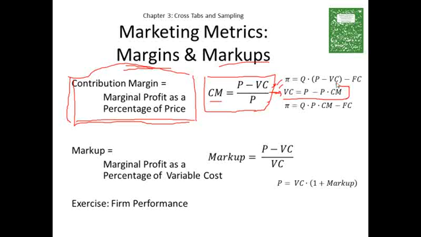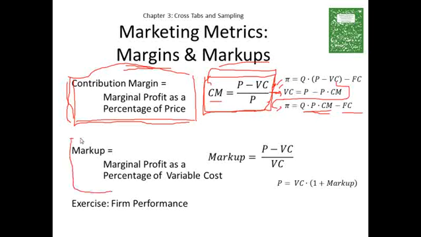Inserting this equation in for variable cost, one can rewrite the profit equation of the firm as profit equals quantity sold times price times contribution margin less fixed cost. The quantity times price times contribution margin is also known as the gross margin of a firm. That's contribution margin, the marginal profit as a percentage of price.